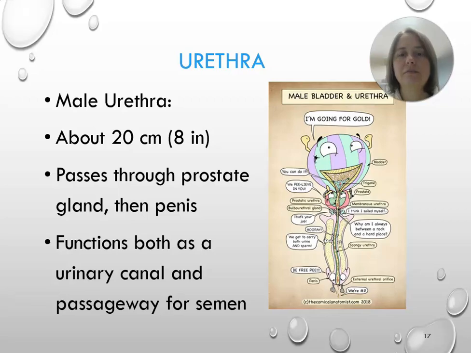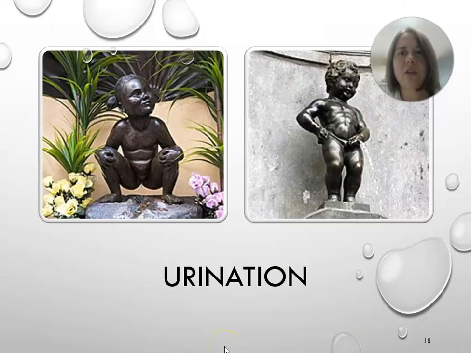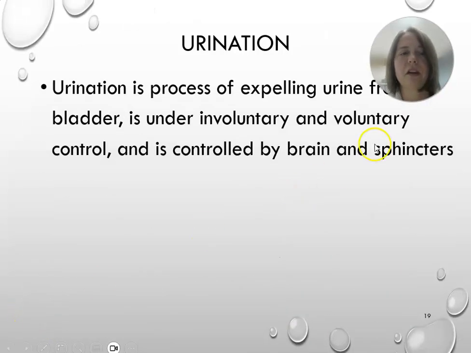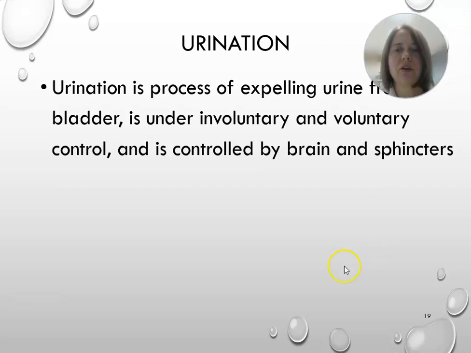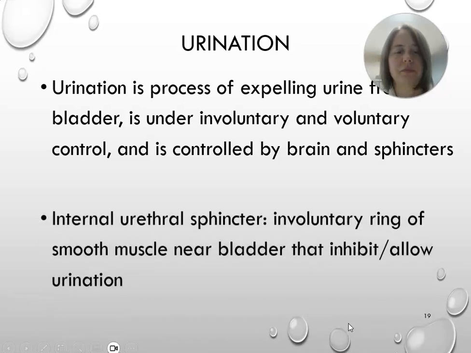Okay, now that we've made it all the way through the organs, we're going to talk about the process of urination. And believe it or not, those are famous statues in Belgium, so famous statues in Europe. All right, urination is the process of expelling urine from the bladder. It's under both voluntary and involuntary control, and it's controlled by brain and sphincters. And we know sphincters are those muscular valves that open and close.